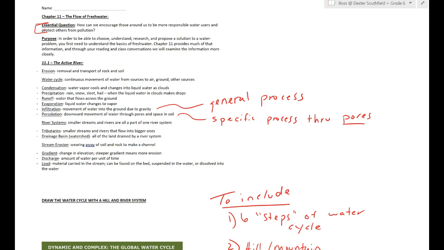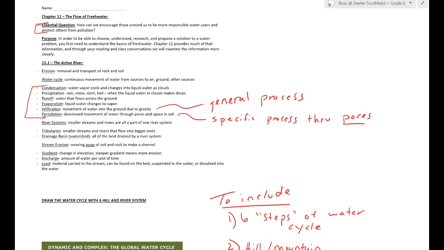So Chapter 11.1 talks specifically about river systems. In order to understand river systems, we of course need to talk about the water cycle. The reason the water cycle is important is because without rain and without runoff, you're not going to form small rivers. We'll talk about how that works in a second.